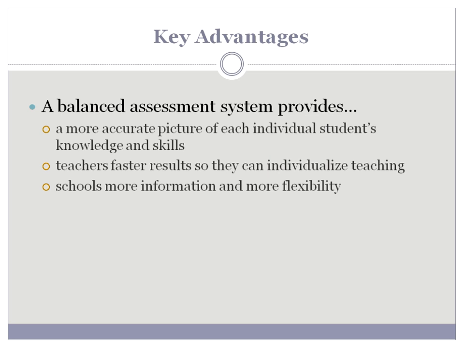We've discussed what balanced assessment systems look like, and now we are going to discuss some of the major features that make balanced assessment systems advantageous. They are accuracy, speed, and data. A balanced assessment system provides a more accurate picture of each individual student's knowledge and skills. Also, a balanced assessment system provides teachers with faster results so they may individualize teaching, and they provide schools with more information and more flexibility. These advantages are possible by leveraging technology and computer adaptive testing, which Wisconsin is moving towards.